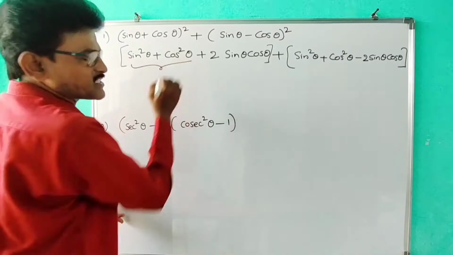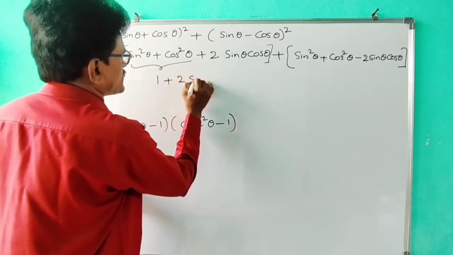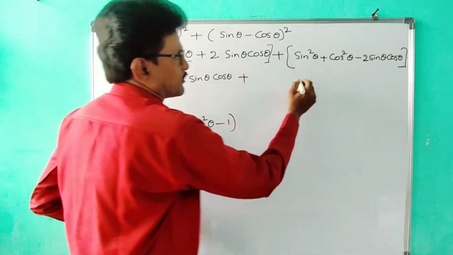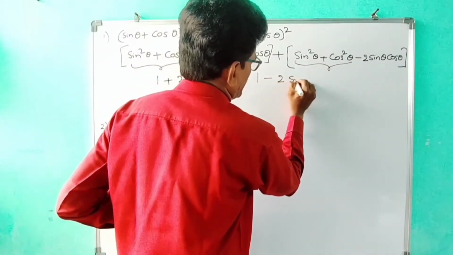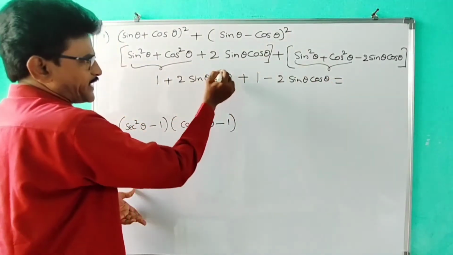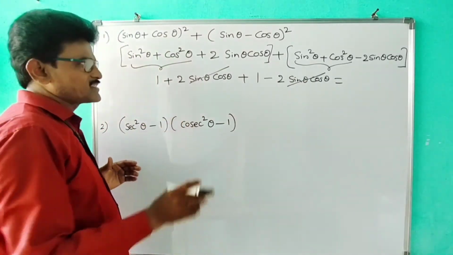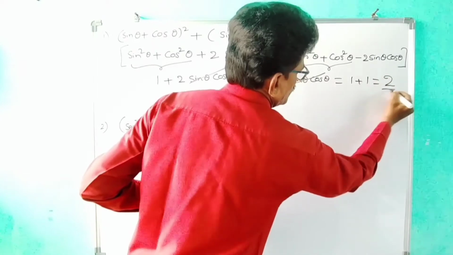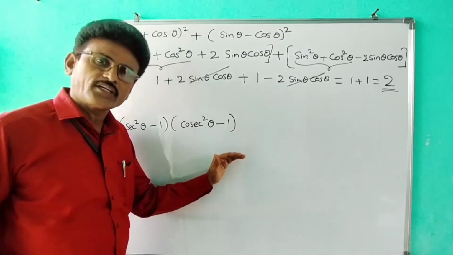What is sin square theta plus cos square theta? That is the identity we know: 1. So 1 plus 2 sin theta cos theta, plus, once again sin square theta plus cos square theta is 1, and minus 2 sin theta cos theta. The plus 2 sin theta cos theta and the minus 2 sin theta cos theta cancel. 1 plus 1 is nothing but 2. So the answer is 2.